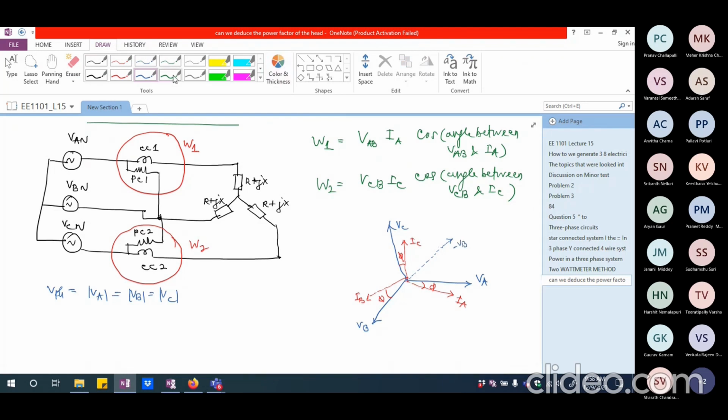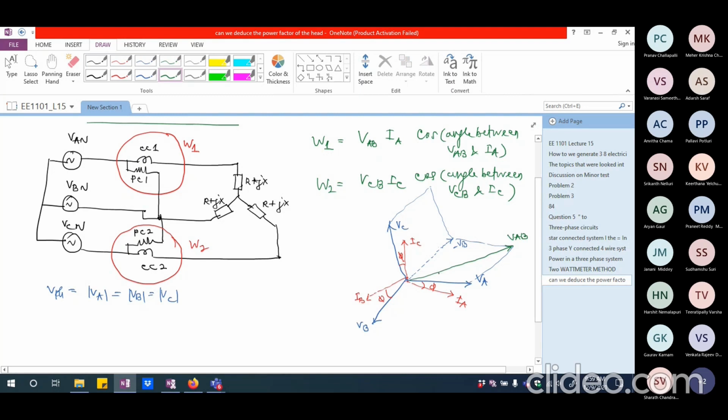Now, if I want VAB, I have to just complete this parallelogram. And similarly, if I want CB, again, I have to complete this parallelogram. So this is how I have to complete it. Now, if I try to look at what is the value of VAB, this is going to be VAB. We said that this is √3 times VA, or whatever that we already said.